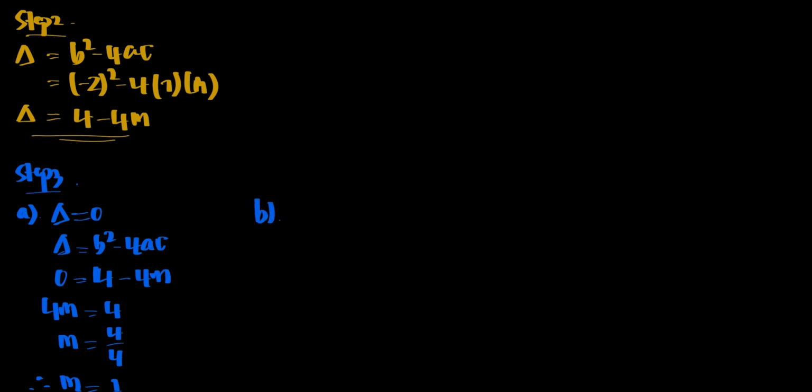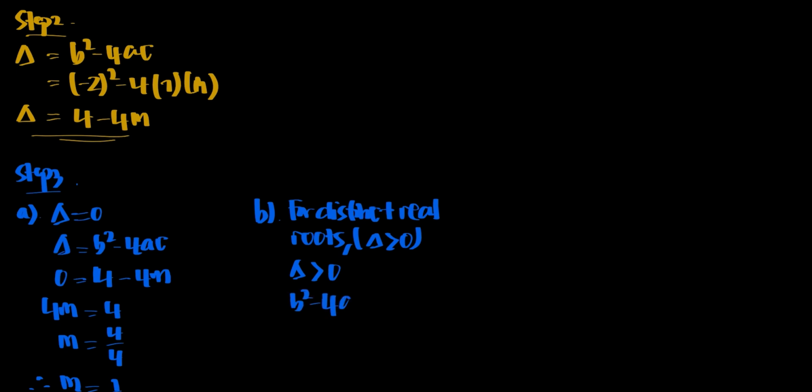And then part b, when it is two distinct real roots, it means delta bigger than 0. So then use the inequality sign, right? Delta bigger than 0, so b squared minus 4ac bigger than 0. Then 4 minus 4m bigger than 0. So then 4 bigger than 4m, right? If you look at that, moving to that side, bigger than 0.